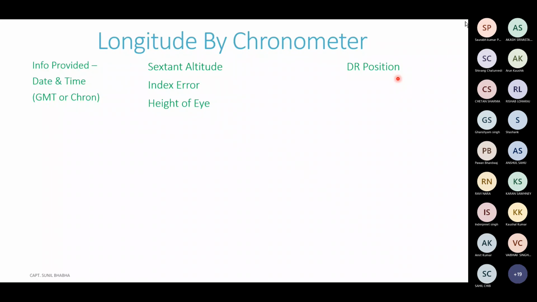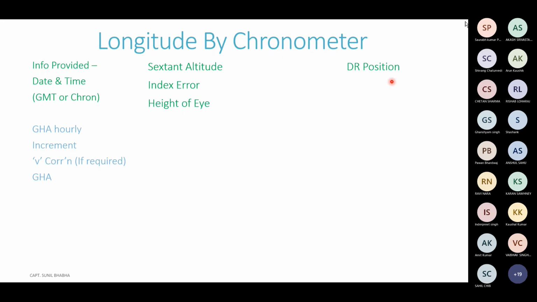He will be able to find the exact date and time when the sight is taken. He will be able to get the sextant altitude of the body. He will know what is the index error of the sextant. He will know what is my height of eye in this particular condition of loading. And he will also know what is the DR position of the ship. So this is the information which is given to us in the question.